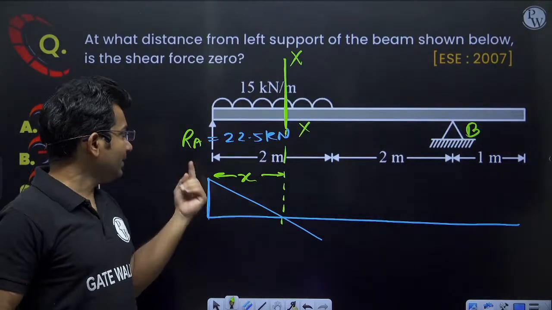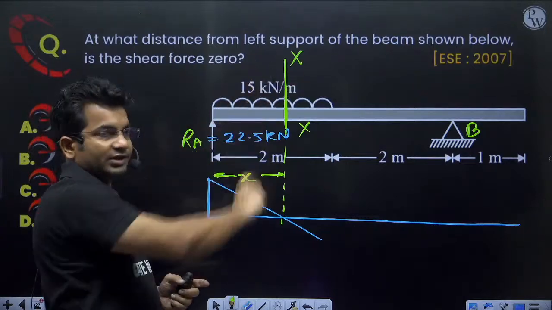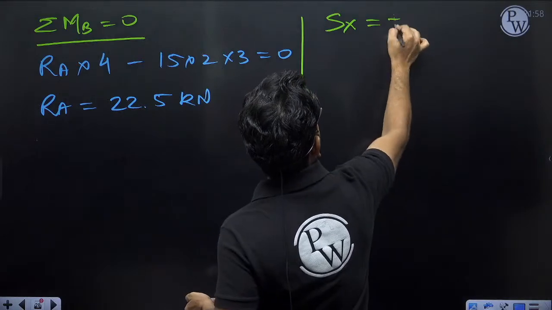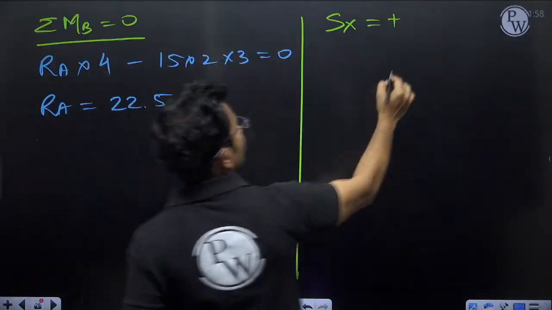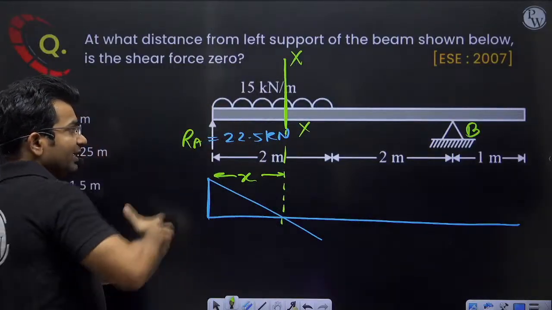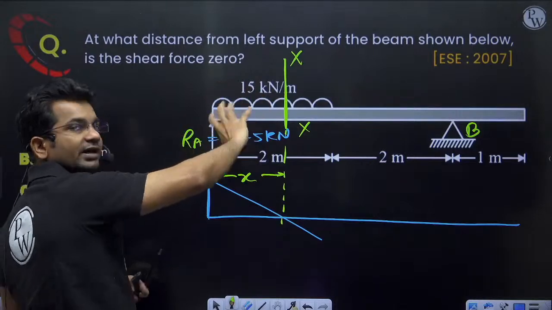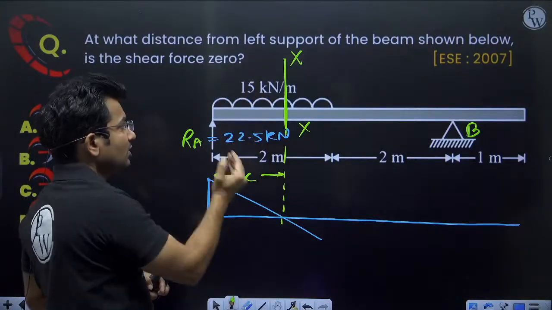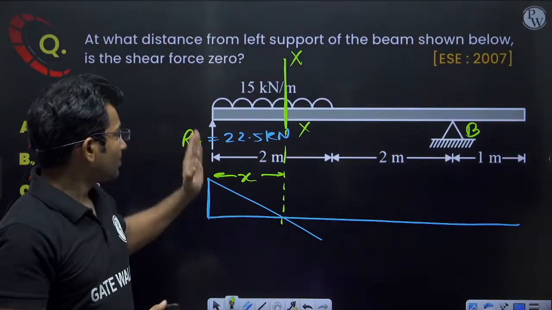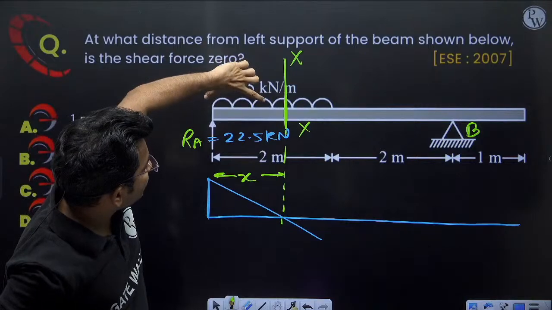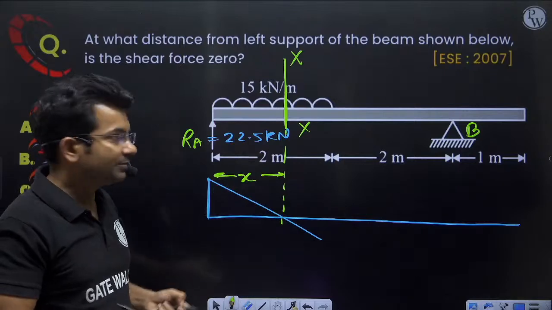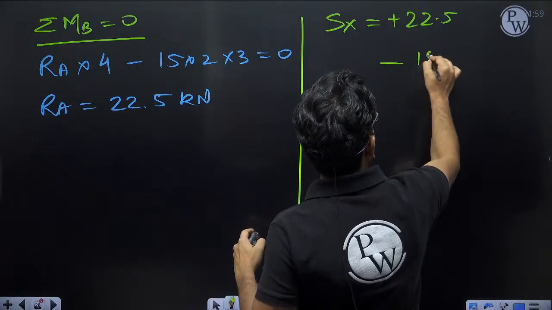It will be positive. Why? Because this RA will be giving clockwise rotation. Yes, it is positive. So because of RA, it will be positive. What is the magnitude? 22.5 plus 22.5. Minus, because of this UDL, I will be getting minus since it gives anticlockwise rotation. Now what will be the total shear force at this section because of this UDL? The loading intensity will be multiplied by this distance x. So the loading intensity is 15 into x.